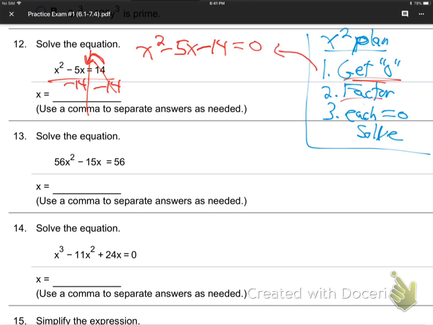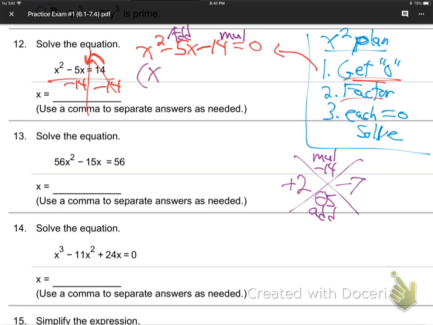Step 2, factor. Now how do we factor? That's going to be the diamond, right? What multiplies, what adds. So what multiplies to be minus 14 and adds to be minus 5? 2 times 7. The sign on the bottom goes in the bigger. Minus 7 plus 2 is minus 5. Multiplies to be minus 14. So there we go. x plus 2, x minus 7. So that's step 2, factor.